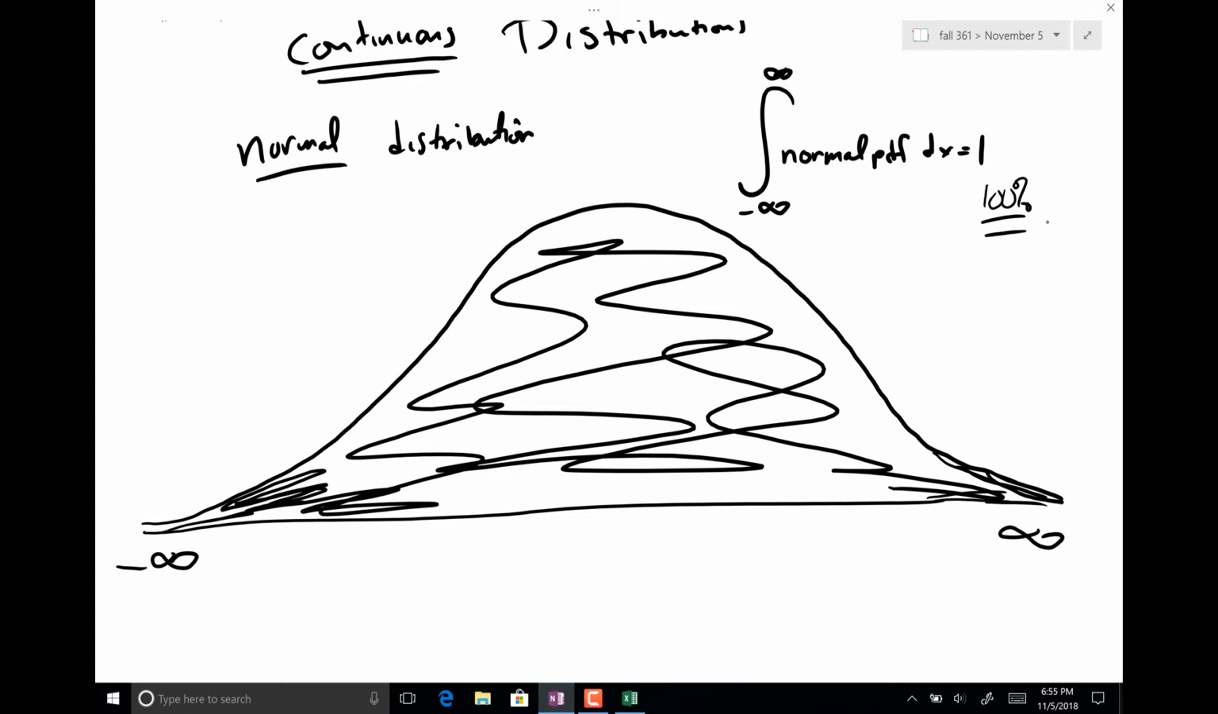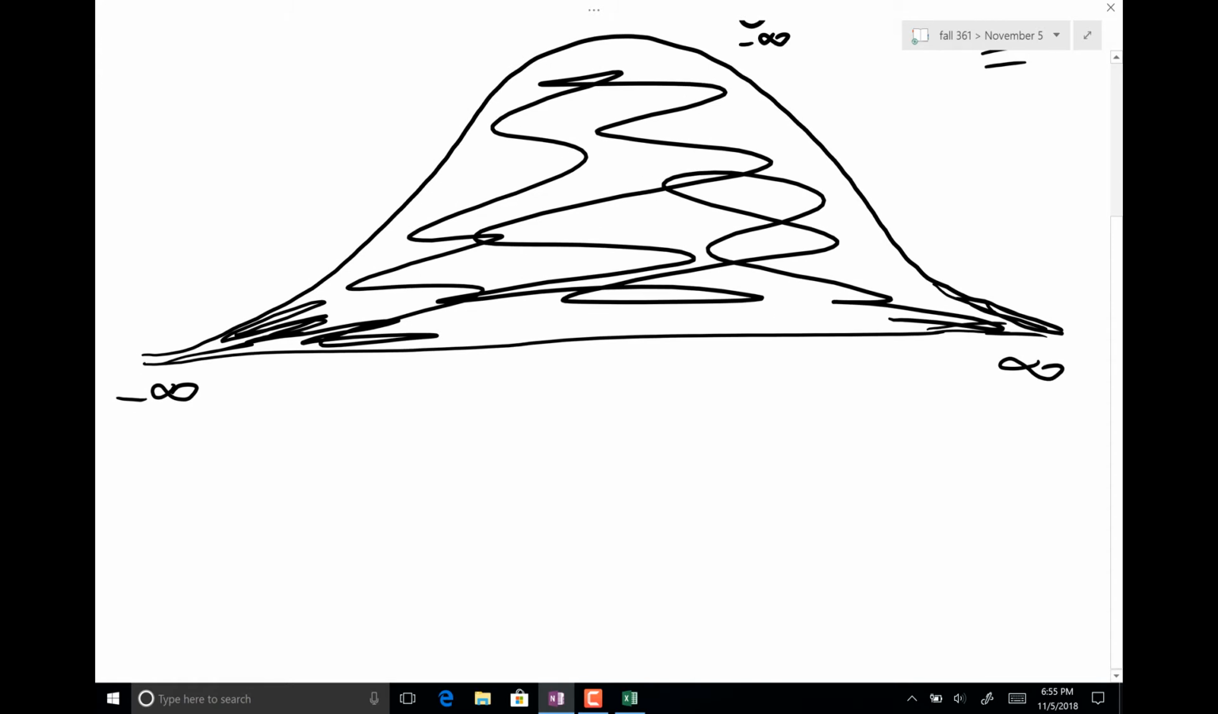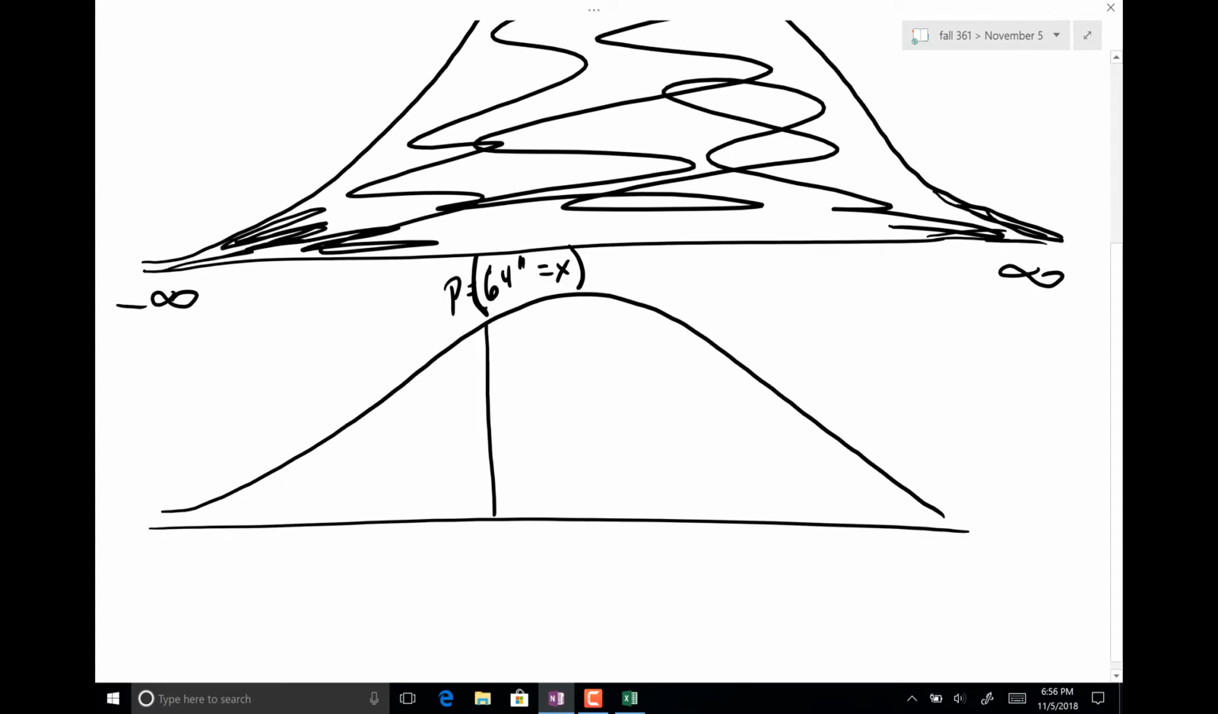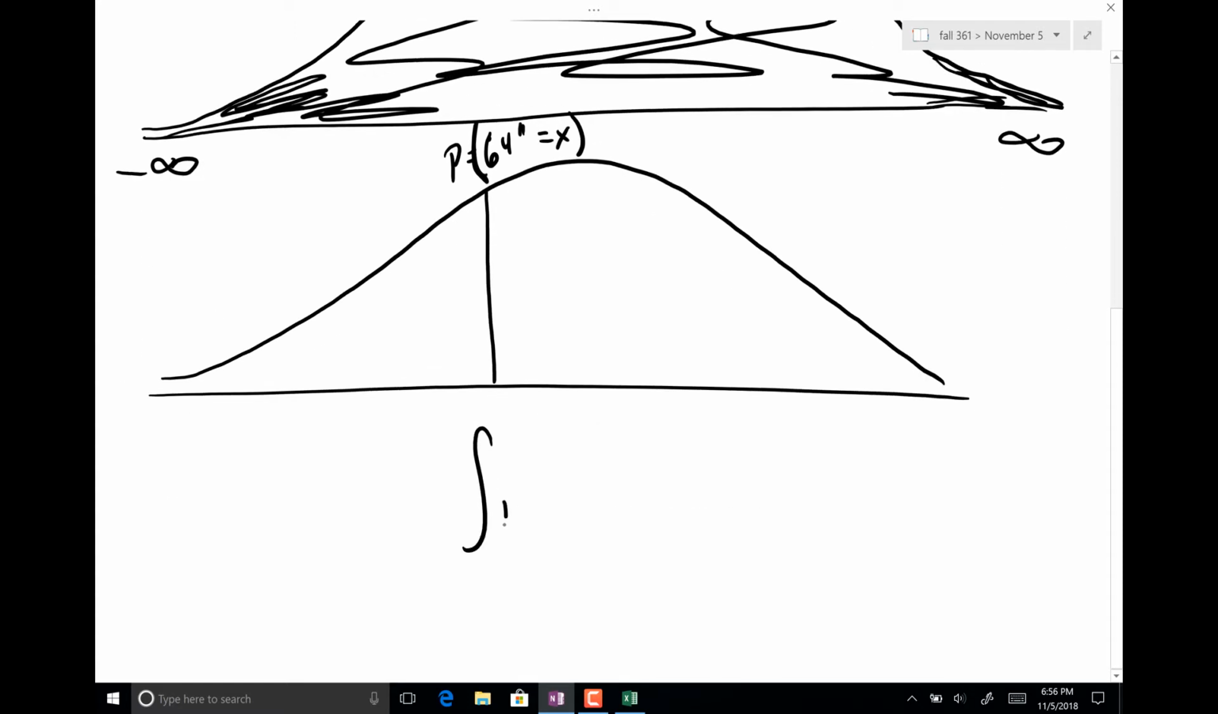Now, a couple things come to my mind. If we're talking about heights of women, what's the probability that a person is exactly 64 inches tall? Exactly 64 inches tall. What's the probability, if I integrate this function f of x dx from 64 to 64? What's the area? 0. That's right, because to have area, you'd have to have width, yes?